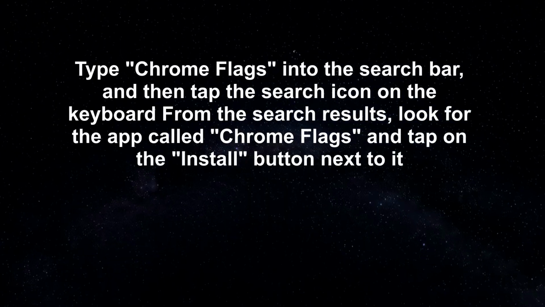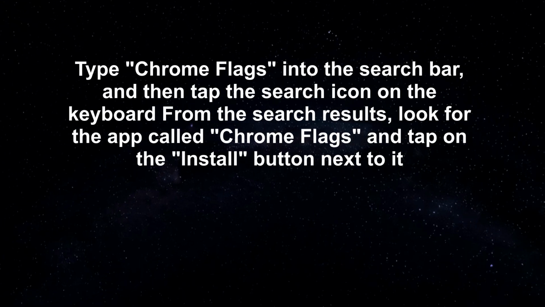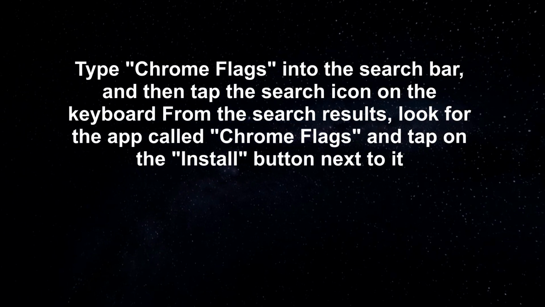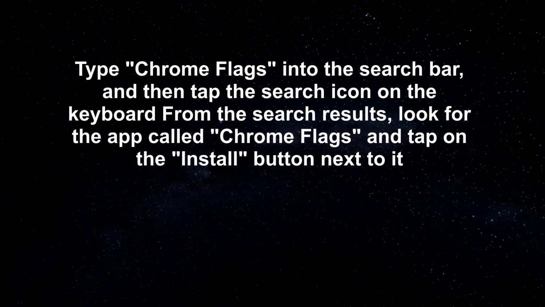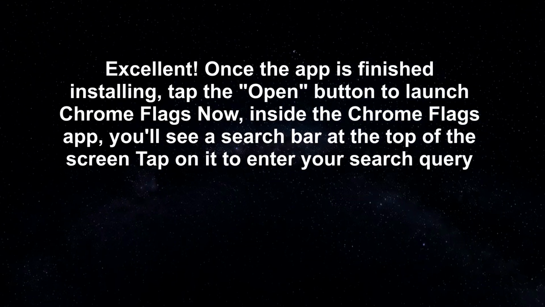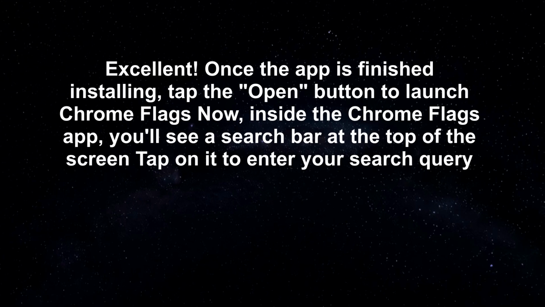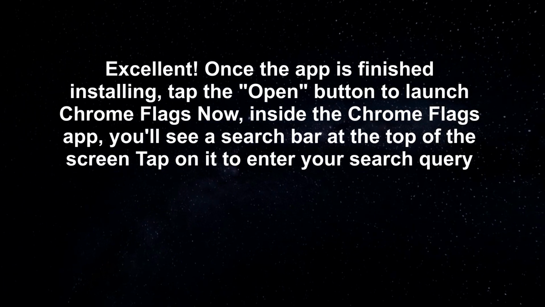Type Chrome Flags into the search bar, and then tap the search icon on the keyboard. From the search results, look for the app called Chrome Flags and tap on the Install button next to it. Excellent! Once the app is finished installing, tap the Open button to launch Chrome Flags now.